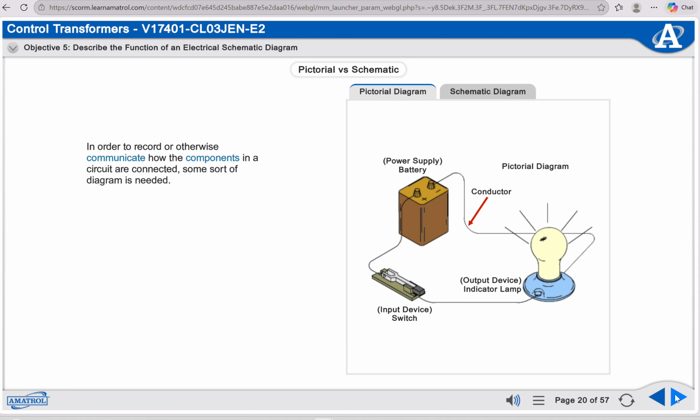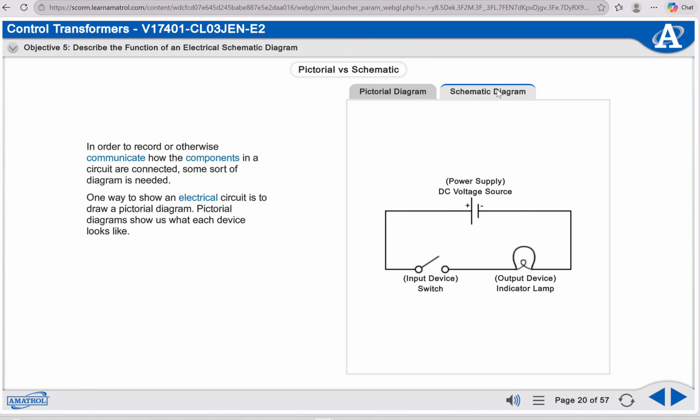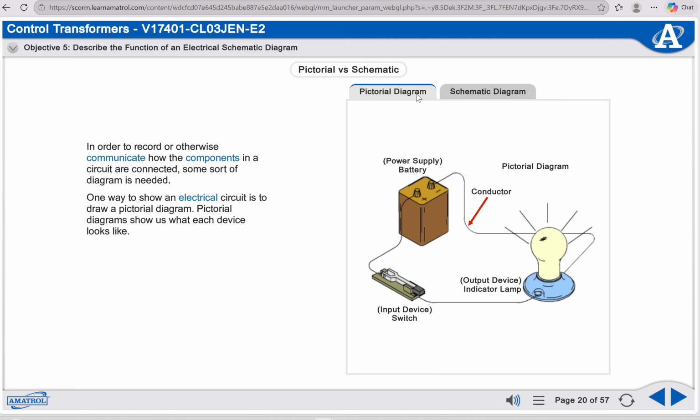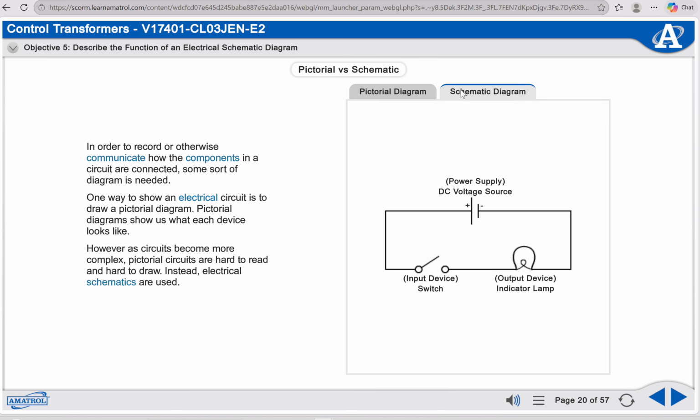In order to record or otherwise communicate how the components in a circuit are connected, some sort of diagram is needed. One way to show an electrical circuit is to draw a pictorial diagram. Pictorial diagrams show us what each device looks like. However, as circuits become more complex, pictorial circuits are hard to read and hard to draw. Instead, electrical schematics are used.